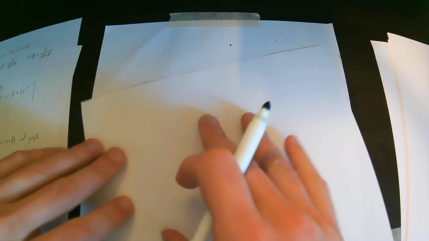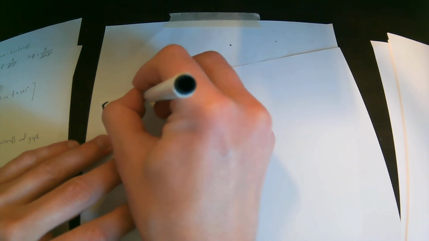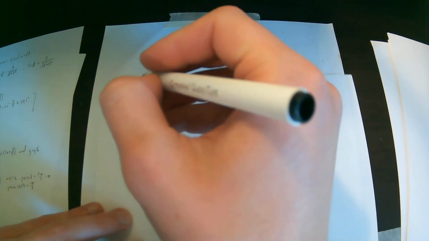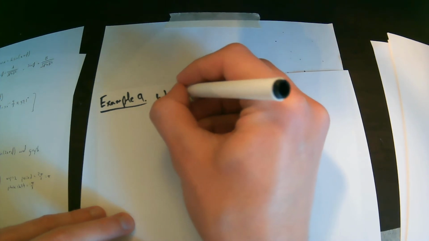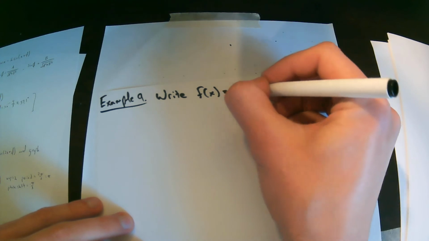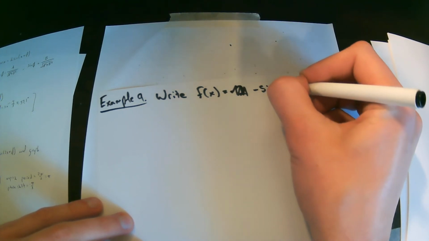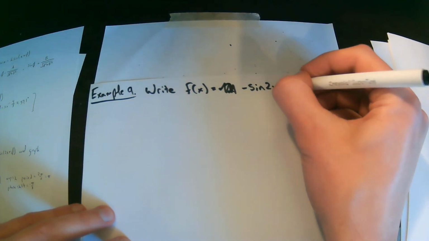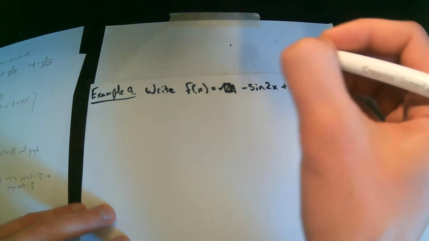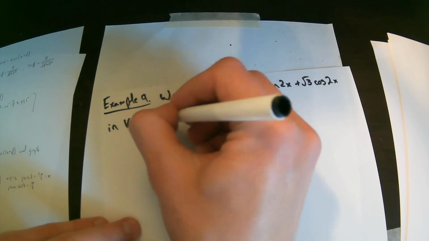Okay, so the last example is about taking a sum of a sine and a cosine and writing them in a form that we are able to graph. So let's write f of x, which is equal to negative sine of 2x plus square root of 3 times cosine of 2x, in that form, k times sine of x plus phi.